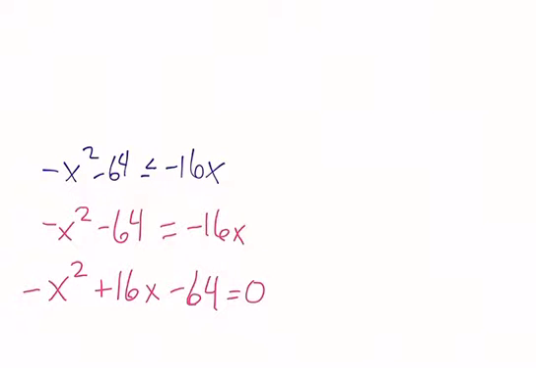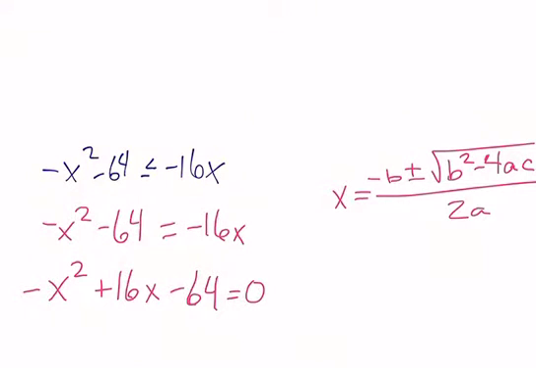Now I could factor this one, and I see it now, but I didn't see it at first. So maybe I'm going to use the quadratic formula. Remember the quadratic formula where we say it's the opposite of b plus or minus the square root of b squared minus 4ac all divided by 2a. And what I know is my a value is negative 1. My b value is 16. And my c value is negative 64. So lots of negatives I'm going to have to be careful with.